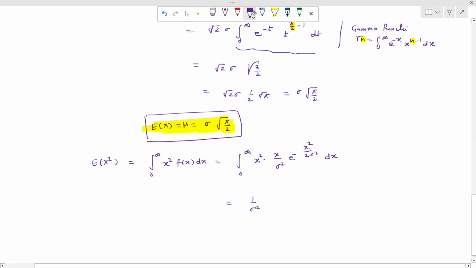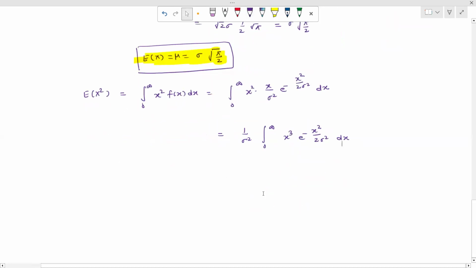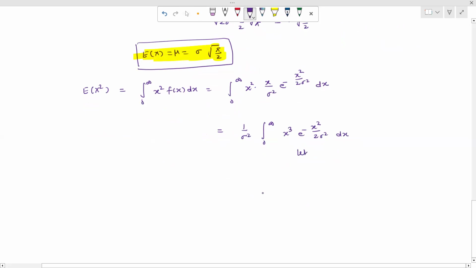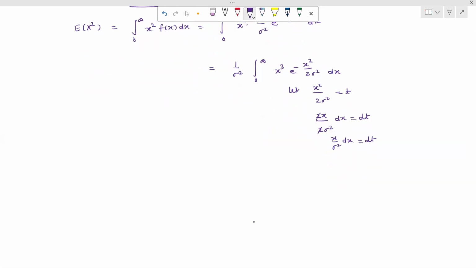of 2 sigma square. So we take 1 upon sigma square as common. So this can be written as x cube e raised to the power minus x square upon 2 sigma square into dx. Same as the previous integration, we use the substitution method. So put x square upon 2 sigma square equal to t. So 2x upon 2 sigma square into dx is equal to dt. The 2s cancel, so x upon sigma square into dx is equal to dt. Now the same limits will remain unchanged.